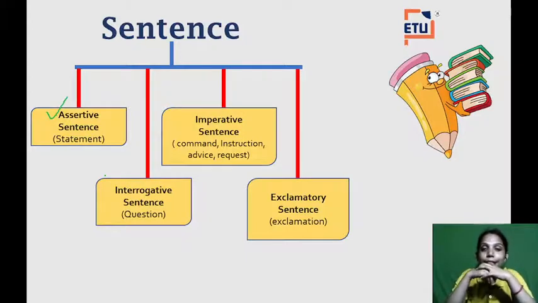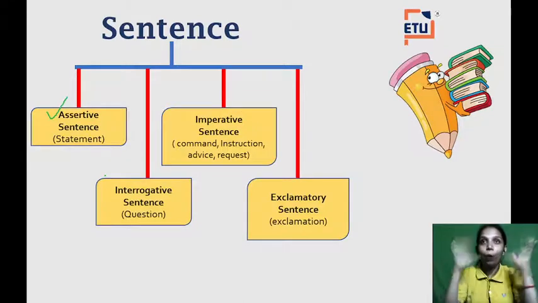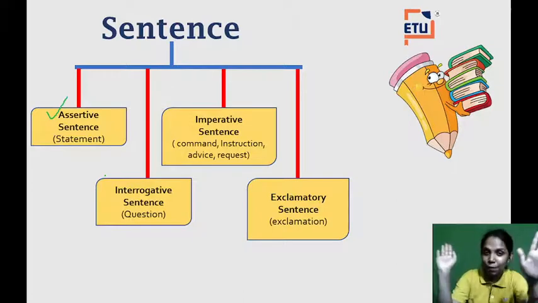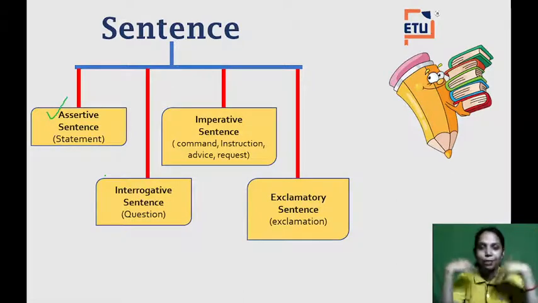Now what is an exclamatory sentence? Think of an exclamatory sentence as a person who gets emotional, like, wow, what happened? Oh, I'm so sad. Oh, I lost my pen. So these are your expressions, right? So an exclamatory sentence is a person who gives expressions.